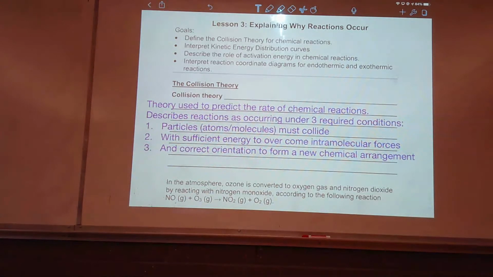Are we talking about those large particles? We're talking about full large particles usually. Yeah. So we're talking about full-size molecules interacting.